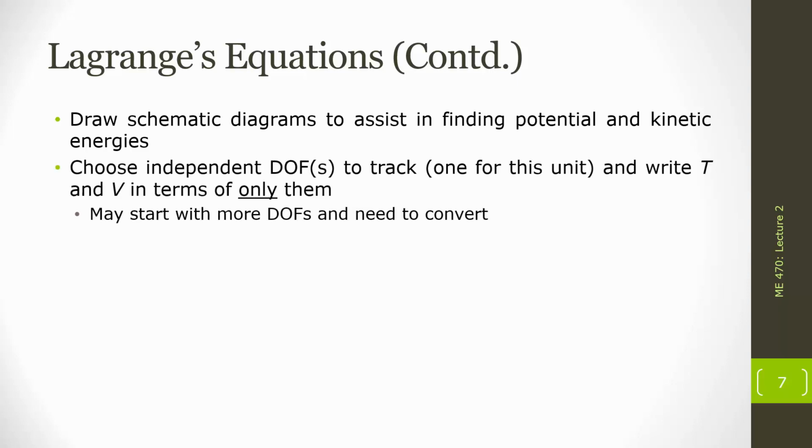All right, so we are going to, up front, choose the independent degree of freedom or multiple independent degrees of freedom that we want to track. Again, just one for this unit. We'll write our T equation, we'll write our V equation. Maybe we'll start with more than just that one independent degree of freedom, but through some conversions, we have to get each of them, the T and the V, in terms of just that one desired degree of freedom.